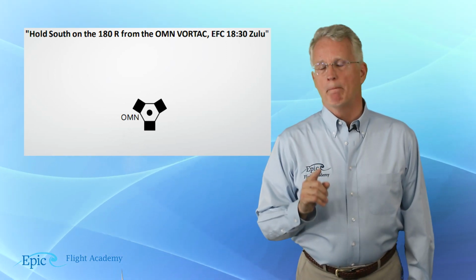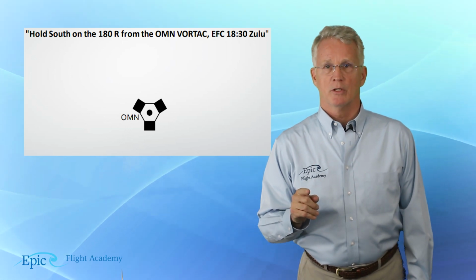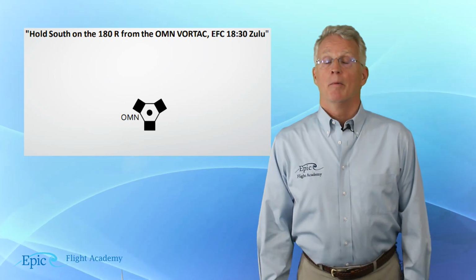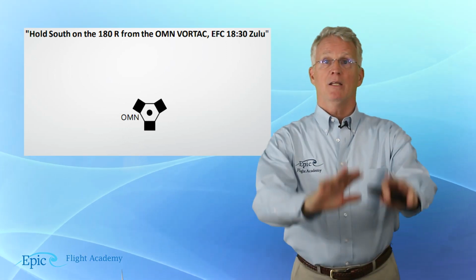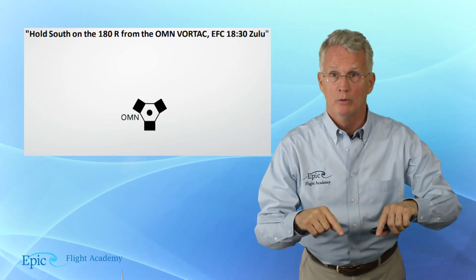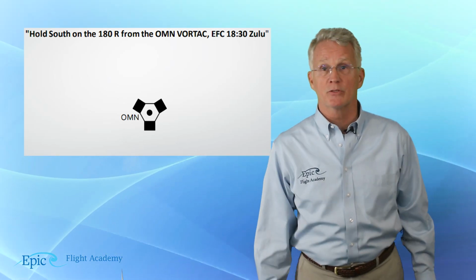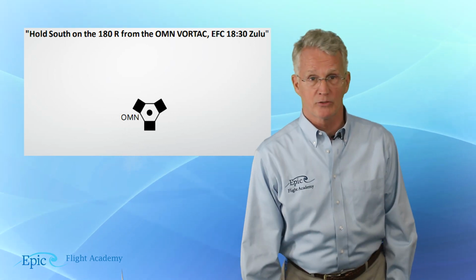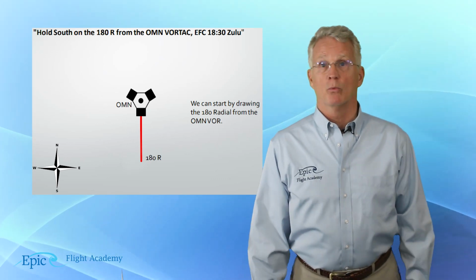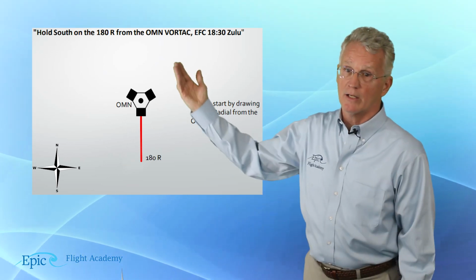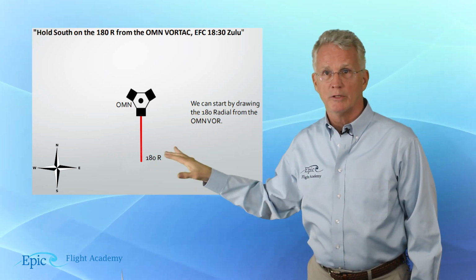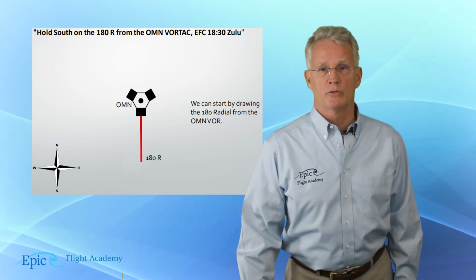Remember, the inbound leg to the fix is always to, never from, always to. And my first step in any hold will be to fly to that fix, whatever it is. In this case, it is the Ormond Vortac. So let's start by drawing a line south on the 180 radial. And you can see that here depicted in red. So I am going to be holding south on the 180 radial.